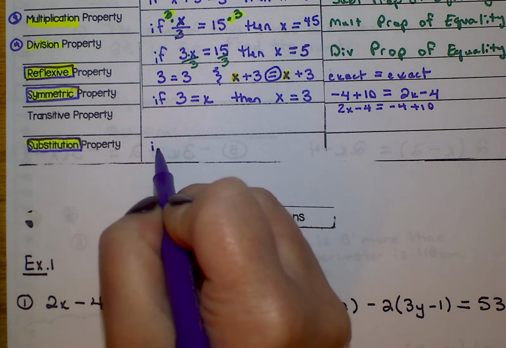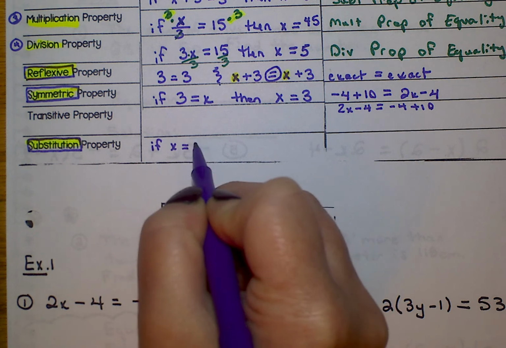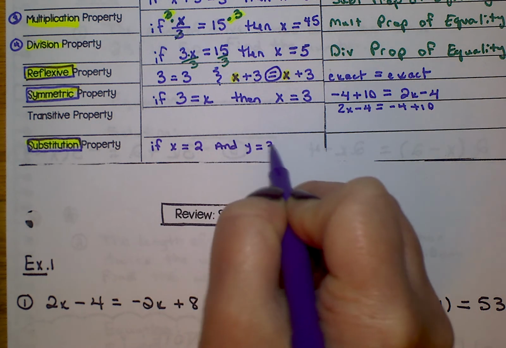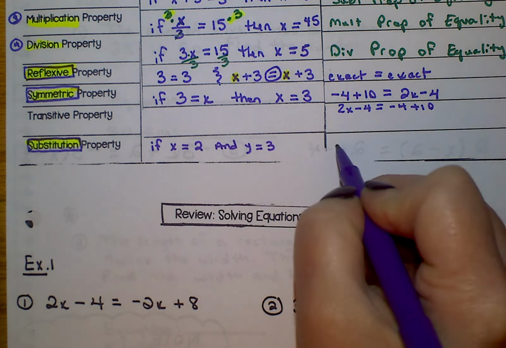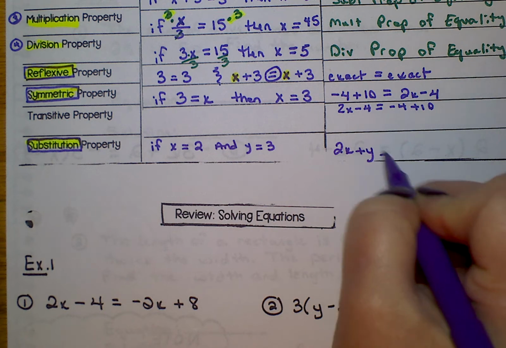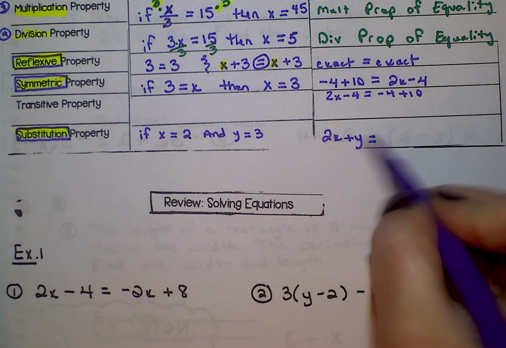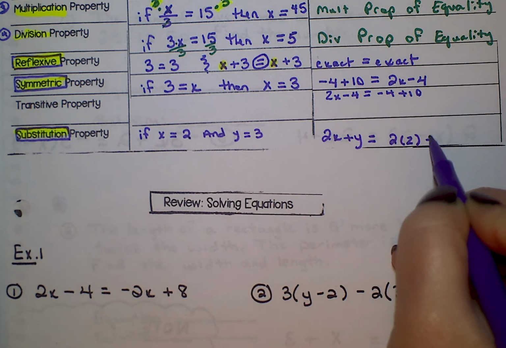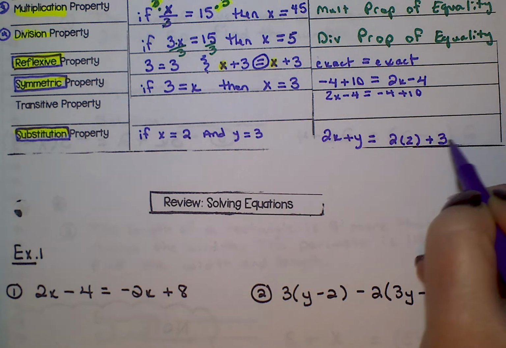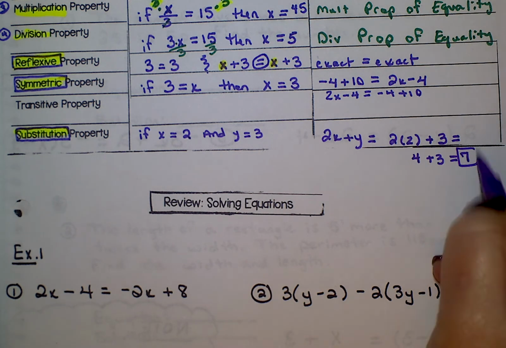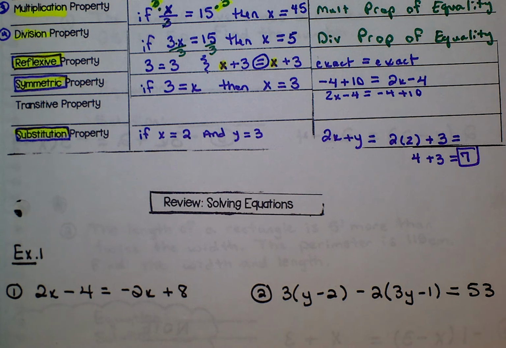If you know what x is equal to, if the direction said if x equals 2 and y equals 3, and it said to solve this problem, we'll say 2x plus y. What the substitution property in algebra tells you to do is you can take those numbers and replace x with that 2, and you can replace y with that 3. And then you would just work that out. So 4 plus 3 would come out to be 7. So substitution is just replacing something with something else.